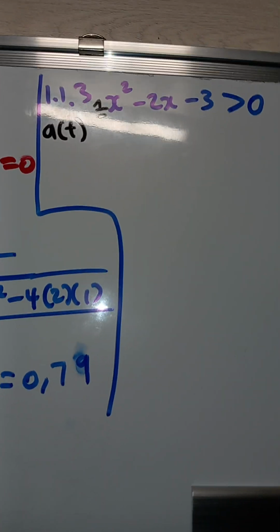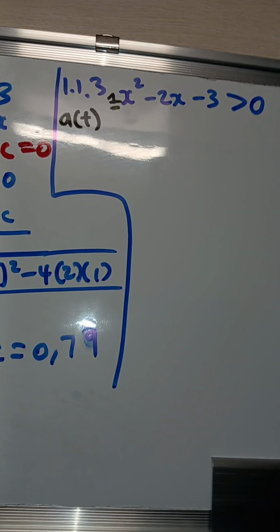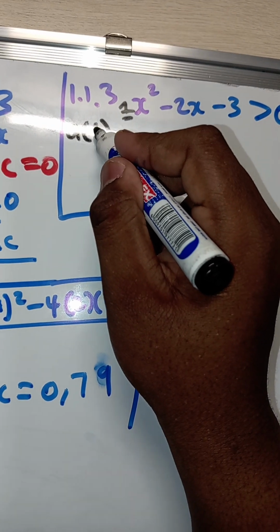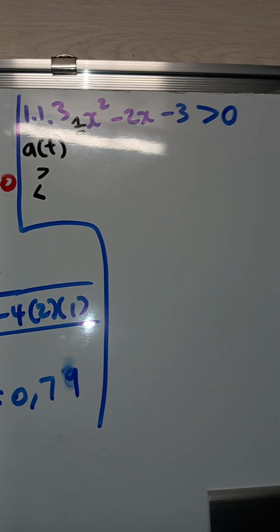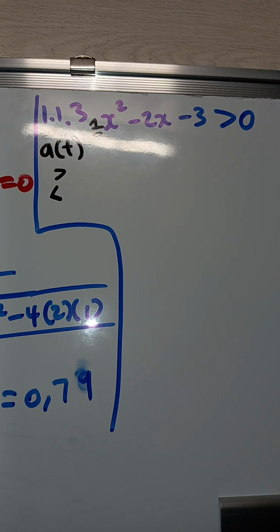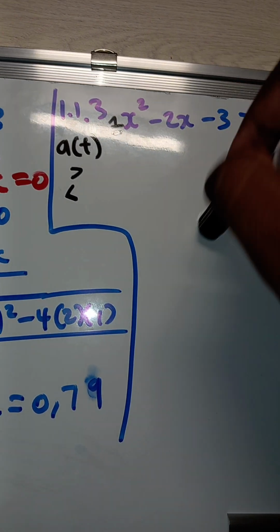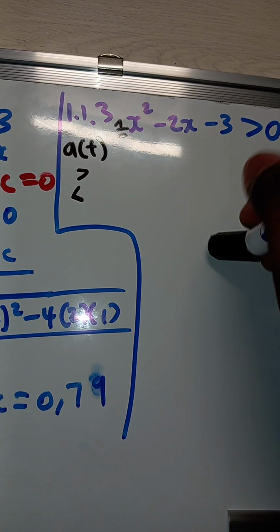Secondly, what do you have to know now? The second thing that you have to know is that when the value of a is positive, that's when you check your what? Inequality signs. Okay, great stuff. Now let's continue and do this question.